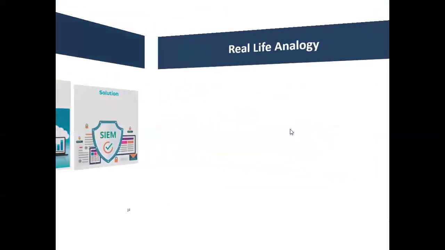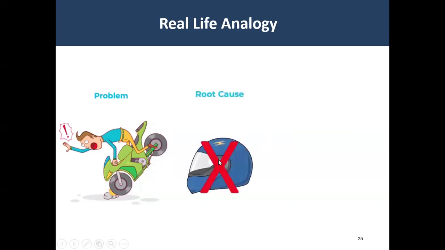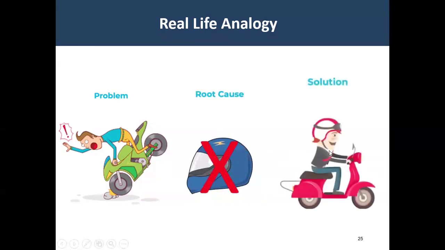Let me give you an example, a real life analogy, which you can see in the picture, guys. Here we can see that the person driving a bike is not wearing a helmet, and this may put his life in danger. So the root cause is that he's not wearing the helmet. The solution is that he should wear the helmet. It's similar to traffic signals, or maintaining the speed, or whatever rules we have.